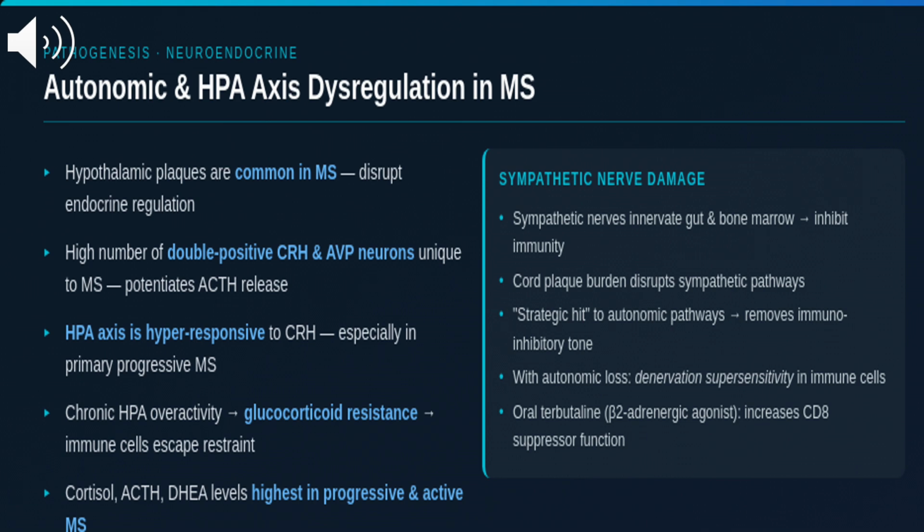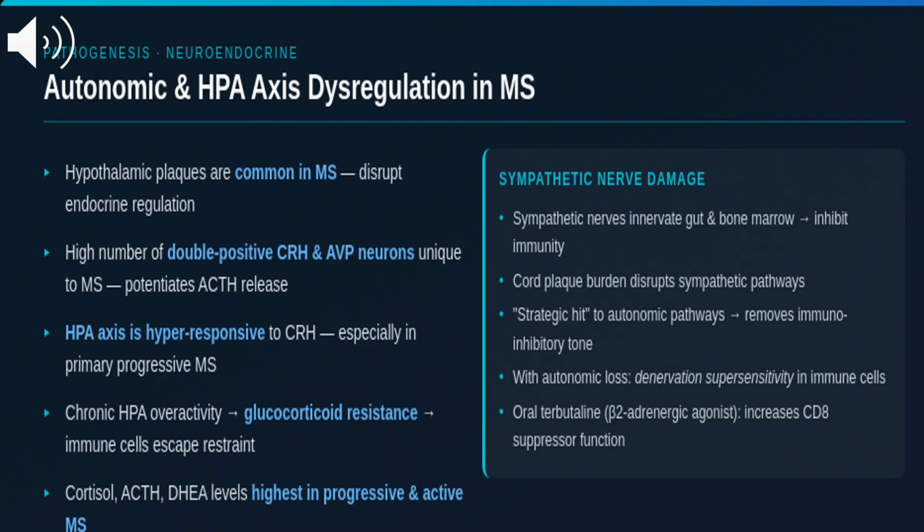The sympathetic nervous system story is equally important. Sympathetic nerve fibers innervate the gut, bone marrow, and spleen and normally inhibit immunity. In MS, the gradual accumulation of spinal cord plaques disrupts these pathways, removing the inhibitory sympathetic tone. The result is a form of denervation supersensitivity in immune cells with overexpression of beta-2 adrenergic receptors on CD8 T cells. This has led to a fascinating therapeutic hypothesis.